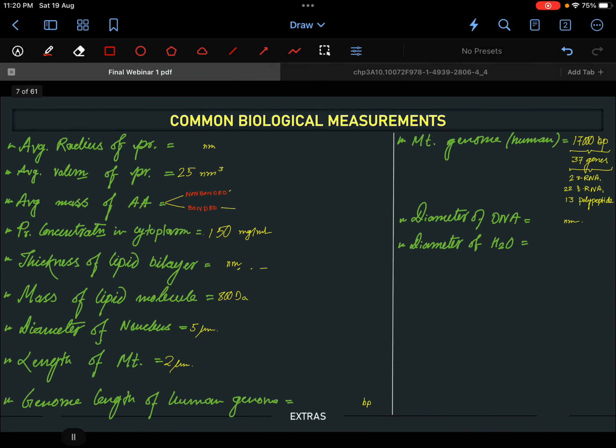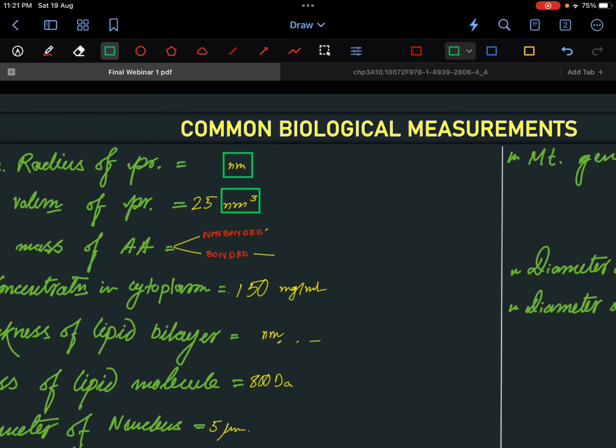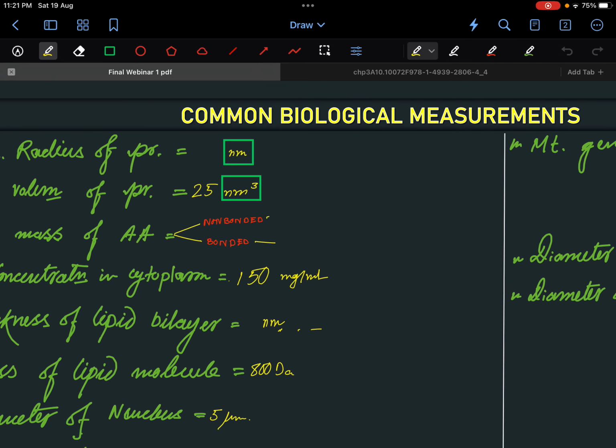Okay, so the next page. In the next page you will see some common biological measurements. That is very important, and I have left some gaps in here to write right now. What is the average radius of protein? The average radius of protein is in nanometers. I think anyone should remember these units, right? Because a nanometer and an angstrom are very different, and the units are really important if you're defining something. So these units are really important, and let me just fill in the gaps here.